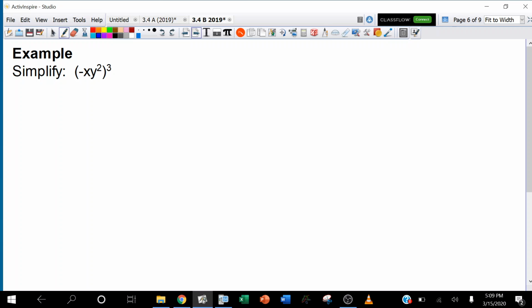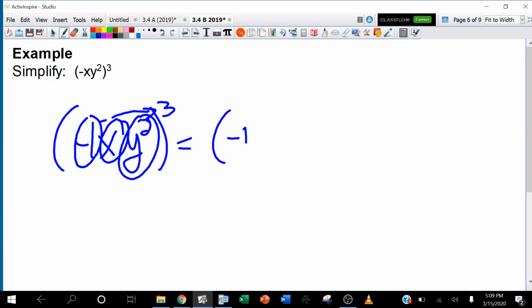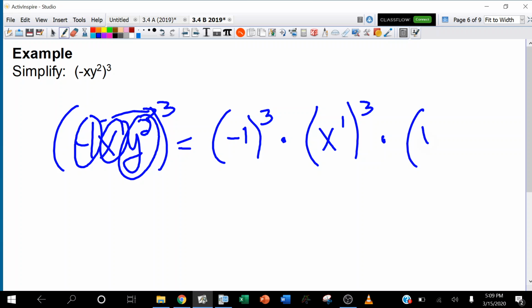Then we also have something like this. This is not just two different variables, but also a coefficient in front of the term. Notice there's no number in front of the x, so I'm going to put a 1 there. So this is really negative 1 to the third power, and then x to the first to the third power, and then y squared to the third power. So negative 1 to the third power is negative 1 times negative 1 times negative 1, and that would be negative 1.